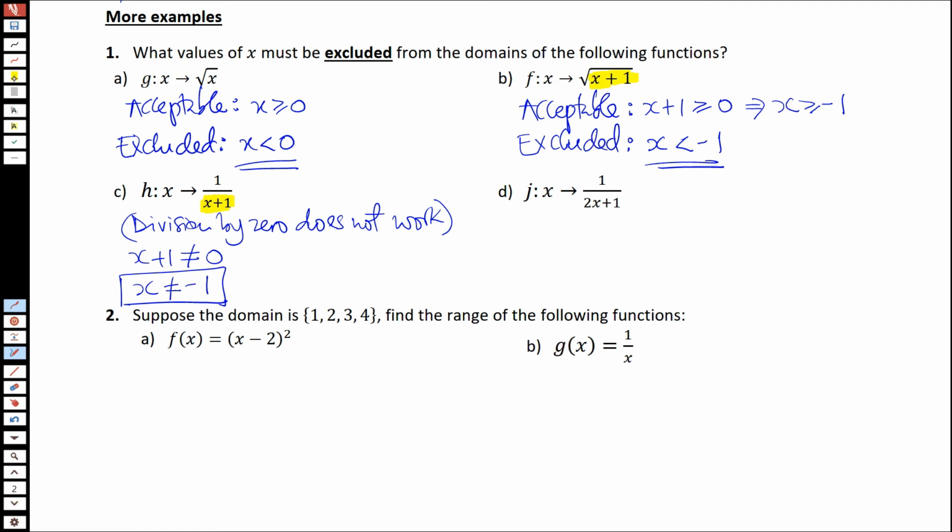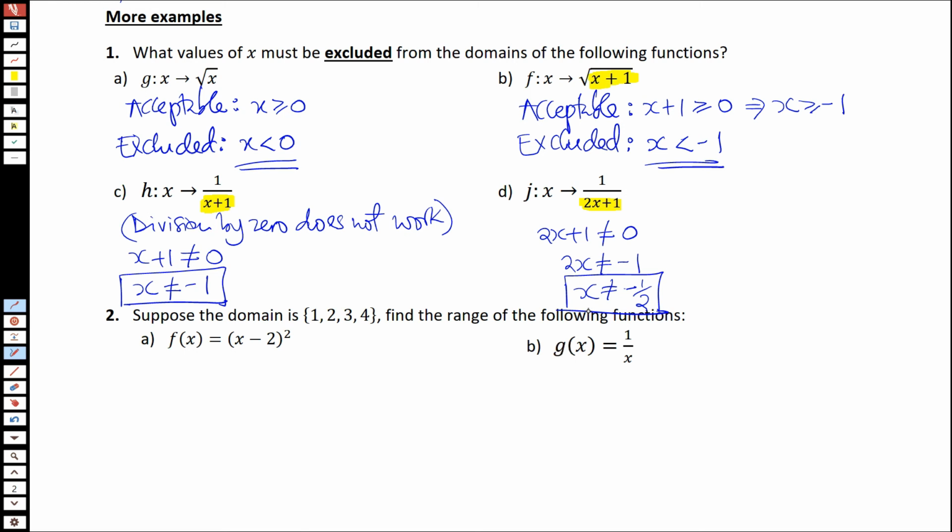The same thing happens here. 2x plus 1 cannot be equal to 0, which implies that 2x cannot be equal to negative 1. Just solving here, x cannot be equal to negative a half. If you just solve this as an equation, you end up with that. And that is the value that has to be excluded.